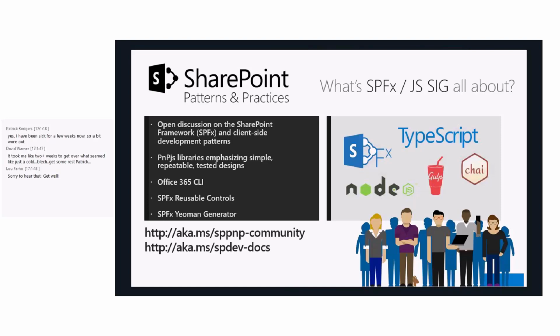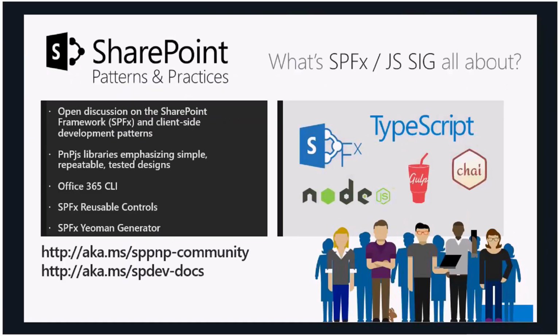And then we do an update on the PnP JS. Hopefully Patrick can actually talk a few minutes on there, and Office 365 CLI and SPFx Reusable Controls. So we have a nice update there from Elio. Elio is going to do a quick demo on 2 new controls as well, and then SPFx Yeoman generator from Stefan. So these are our open source initiatives around SharePoint framework and JavaScript development.